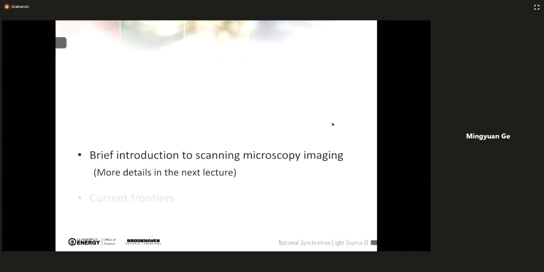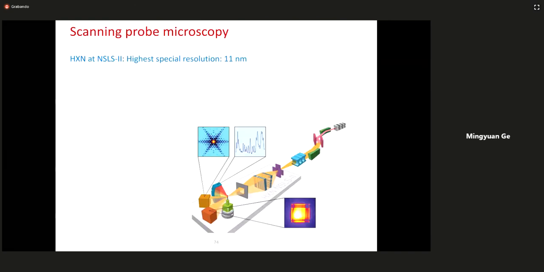Okay, so up to now, we have finished all the parts for the full field imaging. Next, I will give a very brief introduction to scanning microscope imaging. The scanning microscope, as we know, is very similar to the SEM. It uses X-ray light focused to a tiny spot and then scans the sample. If we have multiple detectors, we can detect signals from different channels. This is the HXN beamline at the light source 2, where all the X-rays are focused to a tiny spot and shine on the sample.